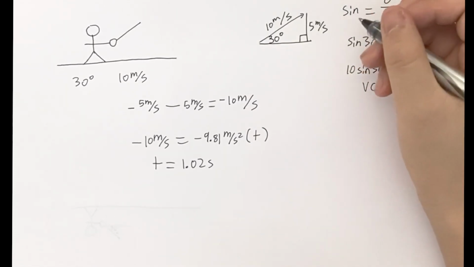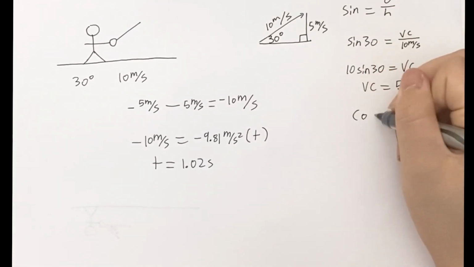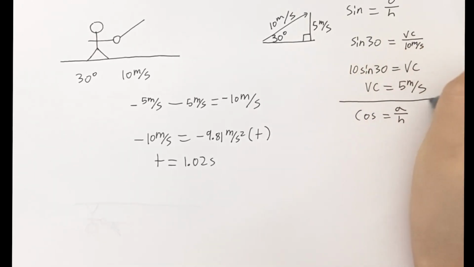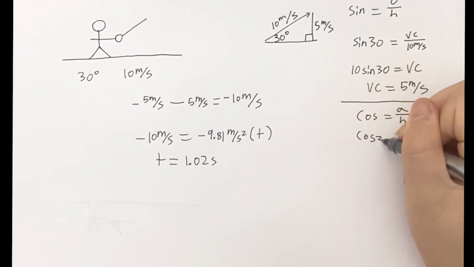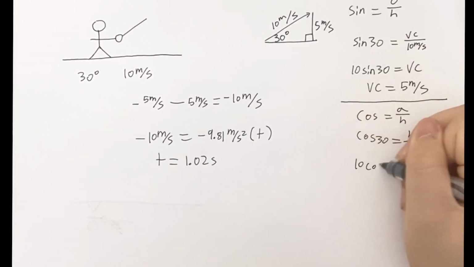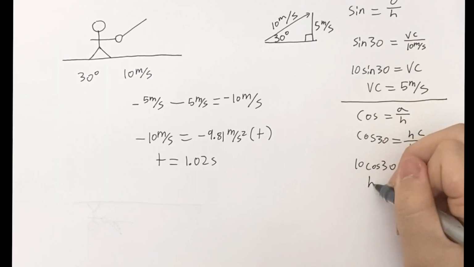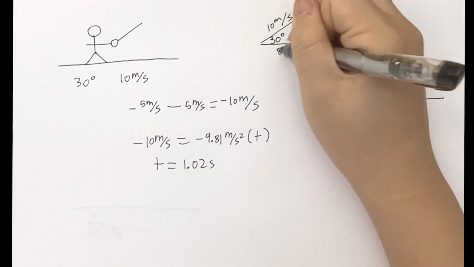Since it's the adjacent side, we need to use cosine. So cosine is equal to adjacent over hypotenuse. So cosine 30 will be equal to the horizontal component divided by 10 meters per second. So 10 cosine 30 will be equal to the horizontal component. Now, the horizontal component then is about 8.66 meters per second. So let's label that.